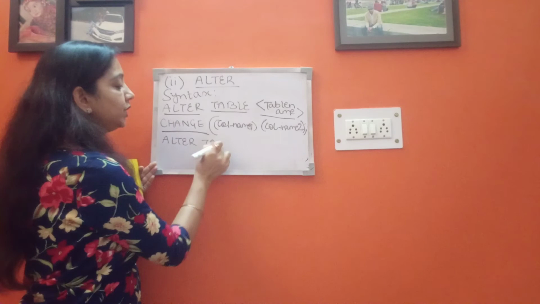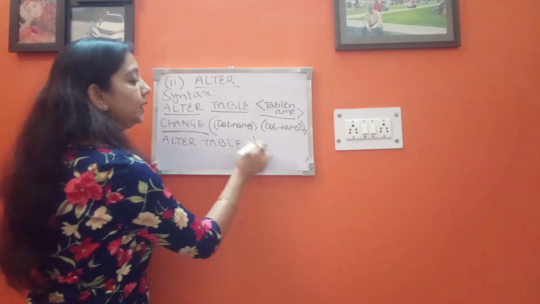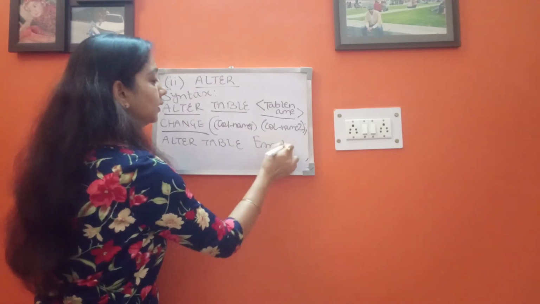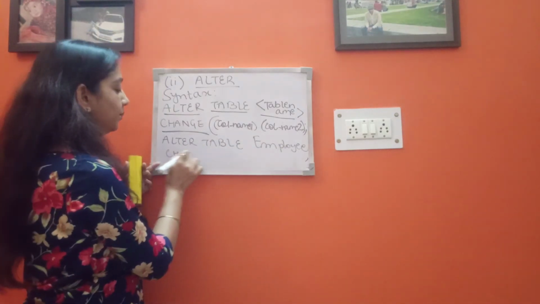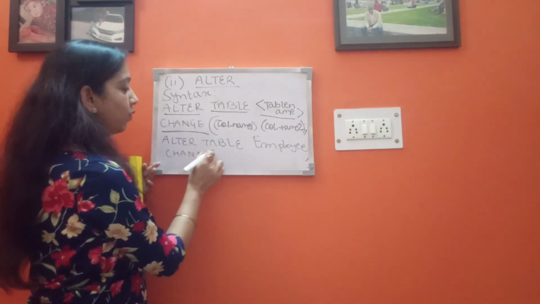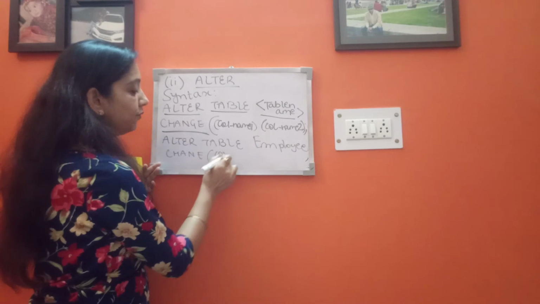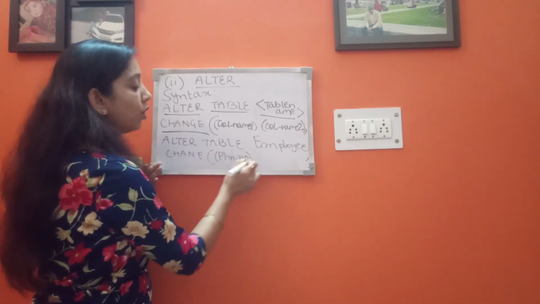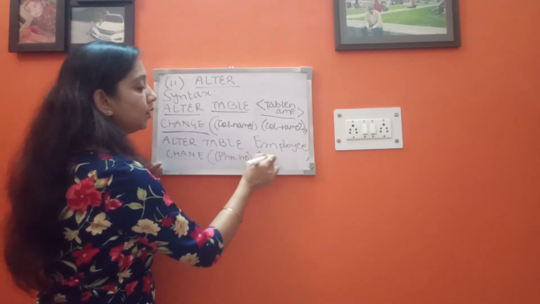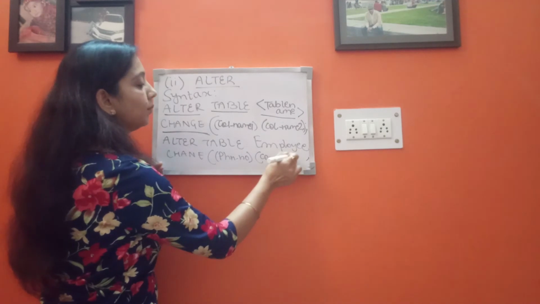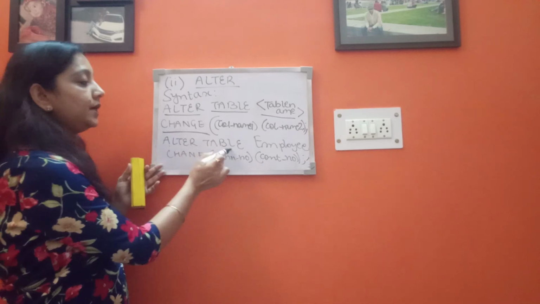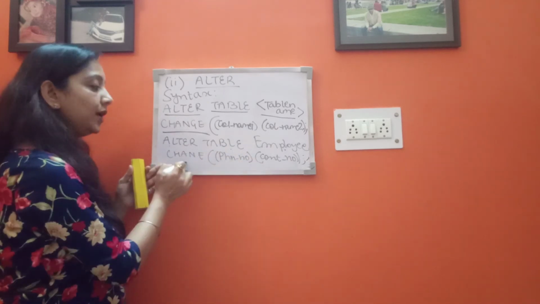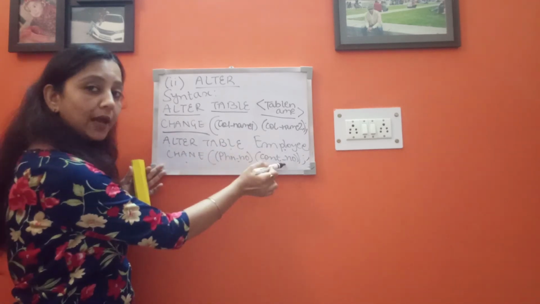Example of this is alter table. Which table do I want to alter? The employee table. What alteration do I want? I want to change the column name. Which column name do I want to change? The phone number. What new name do I want to give it? Contact number, and I end it with a semicolon. So I write alter table employee, change phone number to contact number.